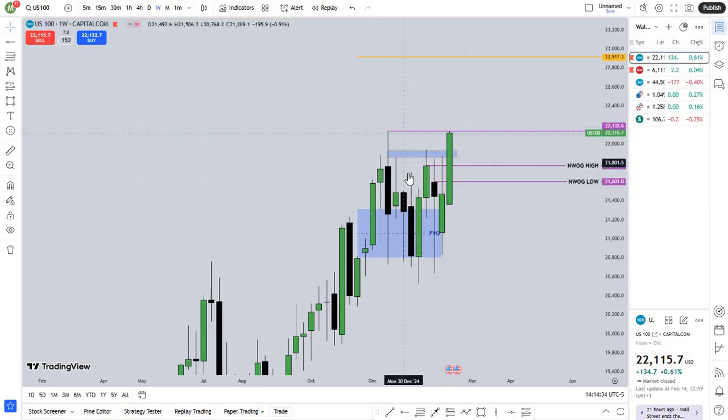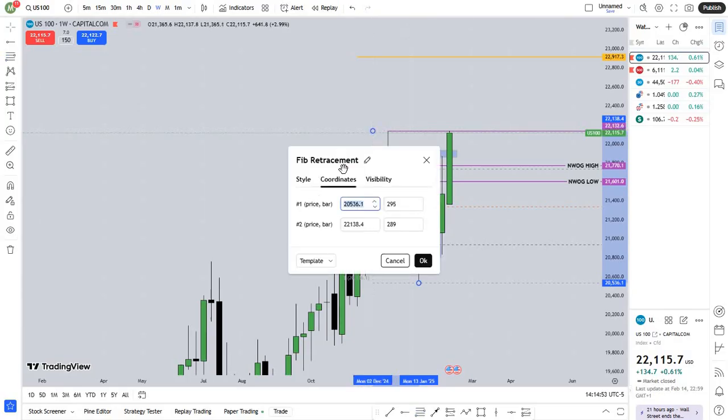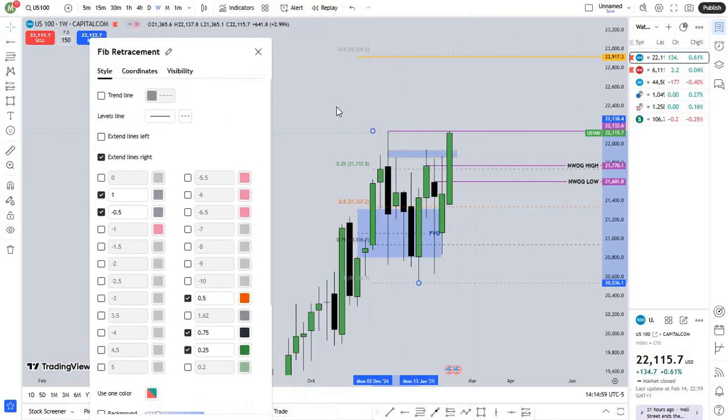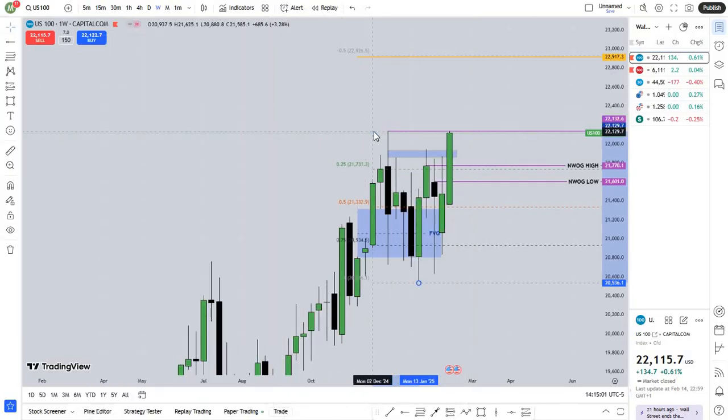Because we have a kind of dirty chart on the daily time frame, I will be zooming out using this weekly time frame to call some price levels. I'll be using it for targeting. Let me use my fib. I'm looking at this low right here to this high, and I'm looking at the standard deviation of 0.5. That's where I'm looking.